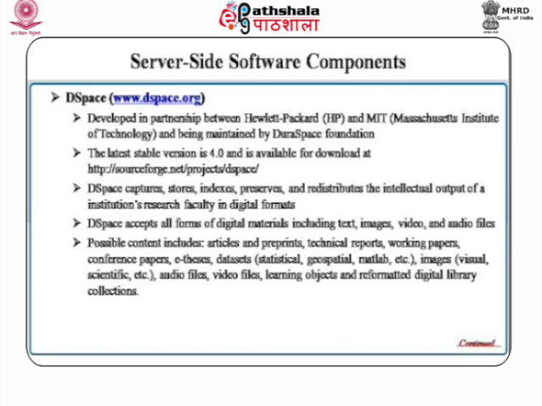DSpace captures, stores, indexes, preserves and redistributes the intellectual output of an institution's research faculty in digital formats. DSpace accepts all forms of digital material including text, image, video and audio files. The possible content may include articles and preprints, technical reports, working papers, conference papers, e-thesis, datasets, images, audio files, video files, learning objects, reformatted digital library collections. That means almost everything.